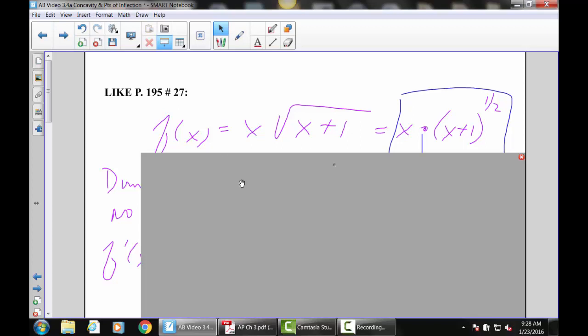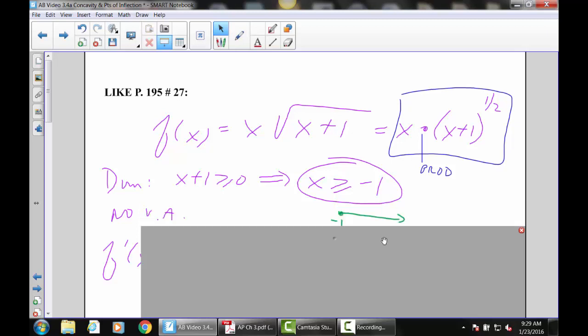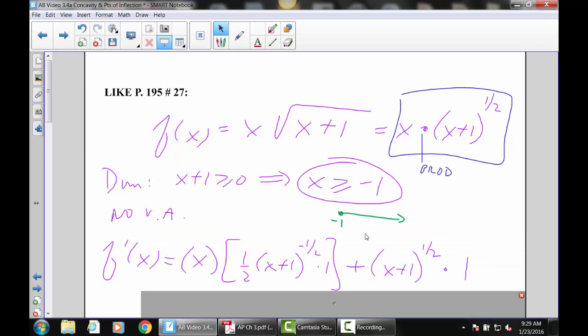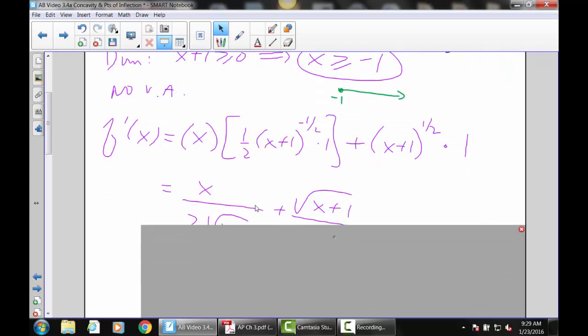This is like number 27. This is x times x plus 1 to the half. Domain, of course, the radicand, because that's an even root, has to be nonnegative, so x has to be greater than or equal to negative 1, which means we'll have a number ray, not a number line. There are no vertical asymptotes. There are no denominators. So you do a product rule, okay?